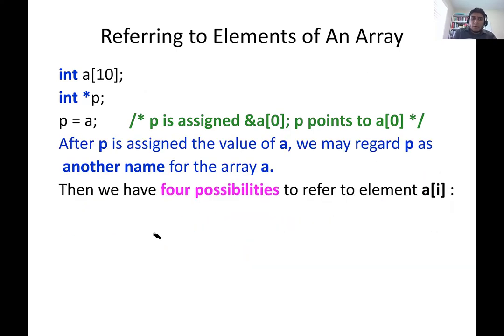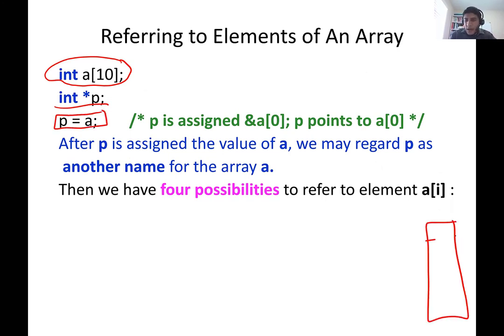Okay, so what I'm doing here to explain these different ways is I'm declaring an array, I'm declaring a pointer, and I'm assigning this pointer to the first element. So what I have done here is this is your array A. We said A is a pointer to the first element. In the third line, I'm assigning B to A. So B also will be a pointer to the first element. Good. So let's see how I can access a certain element A[i].